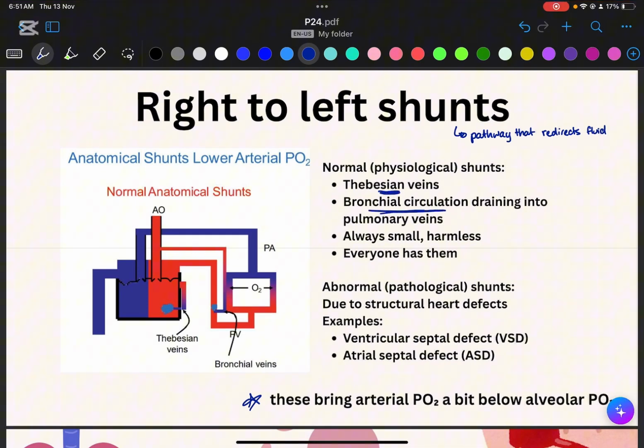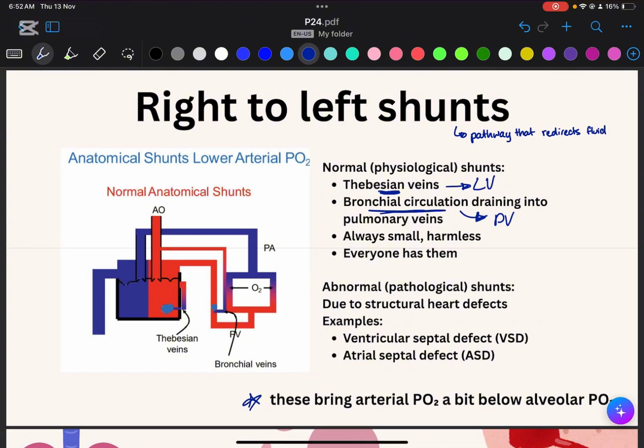So what the Thebesian vein does, I'm pretty sure it takes blood from the myocardium to the left ventricle. And why does it do that? It's because the heart also needs oxygen. But yeah, we have the Thebesian veins and we have the bronchial circulation. And what it does is it drains deoxygenated blood into oxygenated areas. So this will drain it into the left ventricle, and this will drain it into the pulmonary vein.